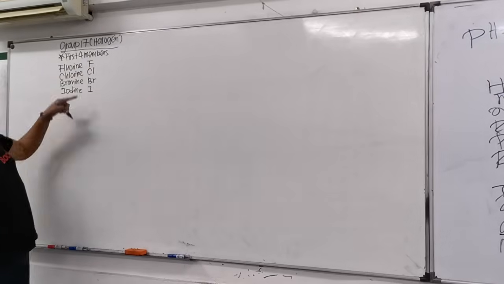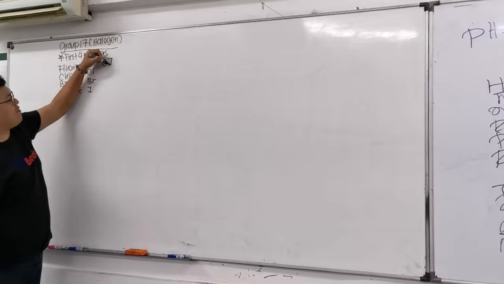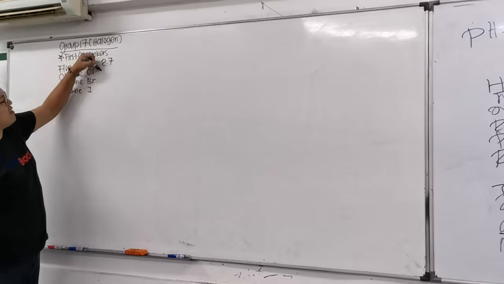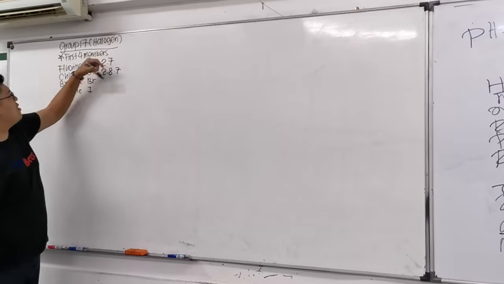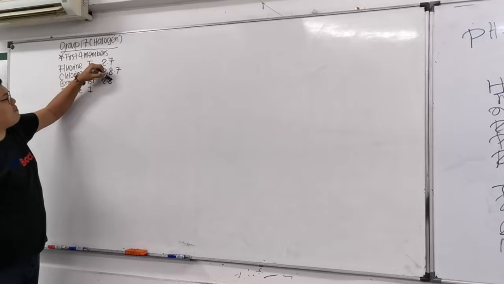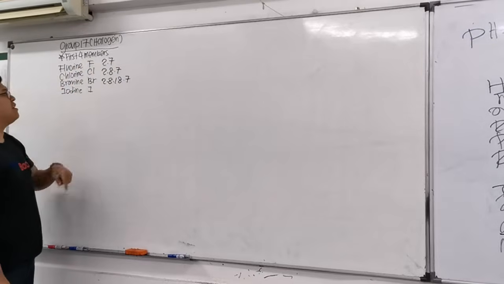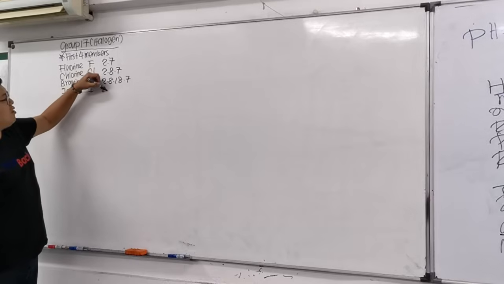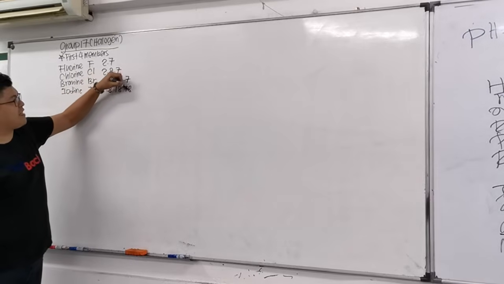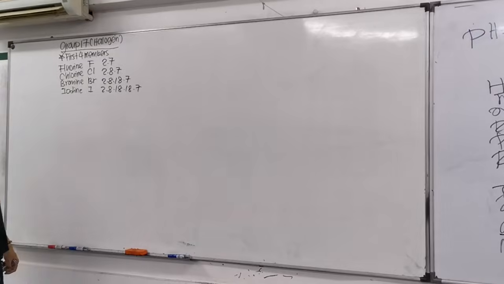The electron arrangement of fluorine is 2.7. Chlorine, add one more circle, 2.8.7. Bromine, one more circle, 2.8.18.7. For your level, you don't need to know what is 18. Iodine, one more circle, 2.8.18.18.7. Okay? So that's it. And you must know what's so special for group 17.